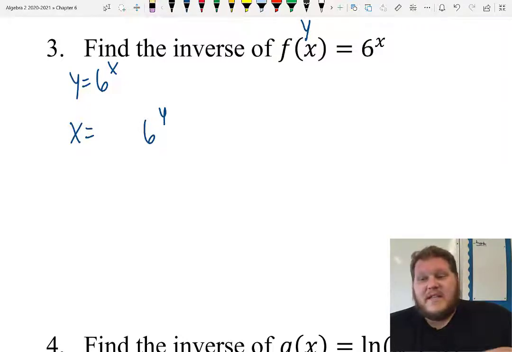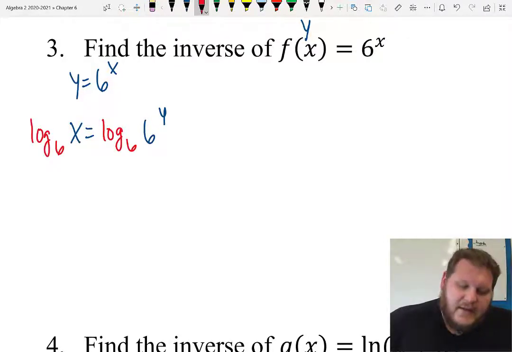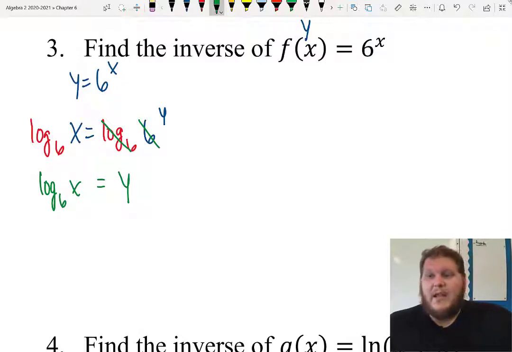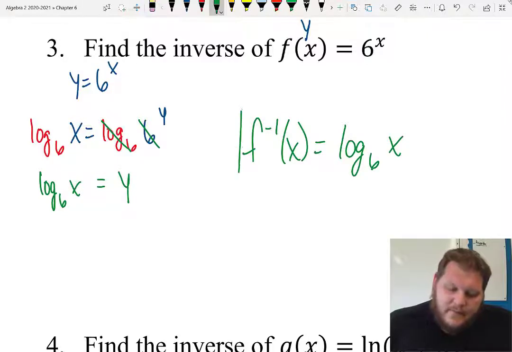So as long as I do the same thing on both sides, I could do a log base 6 on both sides. And what that does is cancel out my log base 6 and my 6. I'm left with y. And then over on the left side, I still have log base 6 of x. Hey, look, I solved for y. My final answer would be that f inverse of x is log base 6 of x.